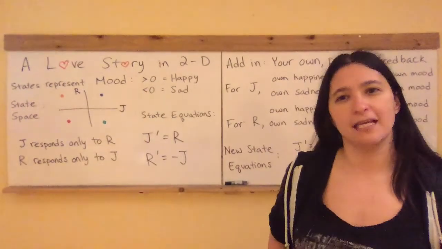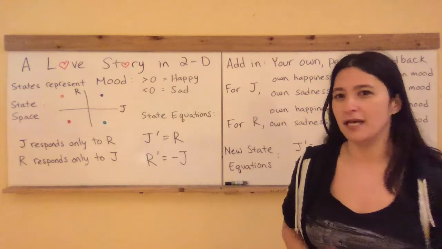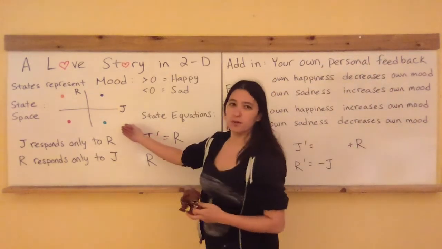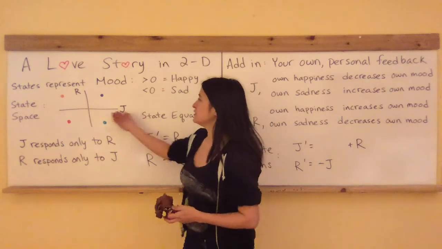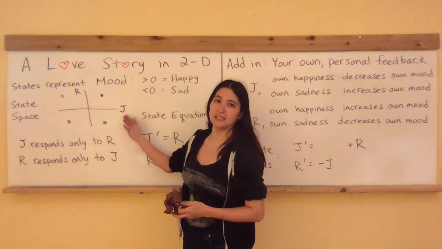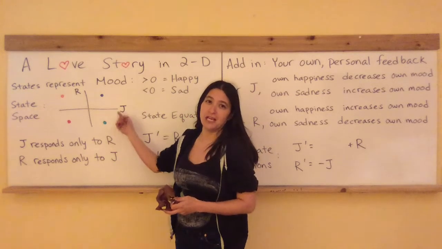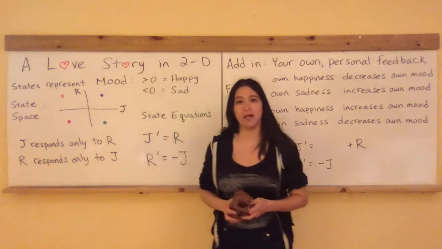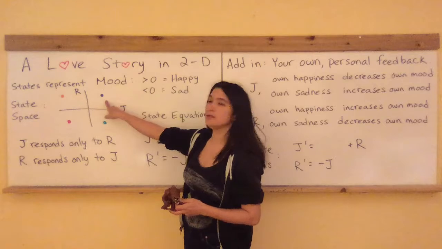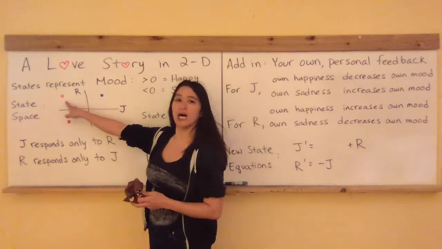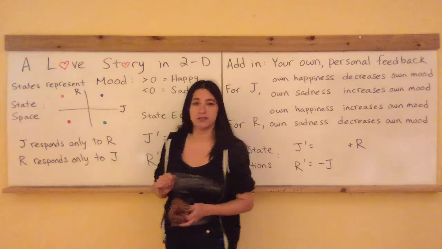Before we go on to the state equations, let's make sure that you understand what the states represent by taking a look at some different points in the two-dimensional state space. Here's the state space with Jabba's mood drawn on the x-axis and Rancor's mood drawn on the y-axis. So actually they're the J and the R axis representing Jabba and Rancor. Now I've drawn 4 different dots here. I've got a blue dot in the first quadrant, orange dot in the second quadrant, red dot in the third quadrant, and a green dot in the fourth quadrant.